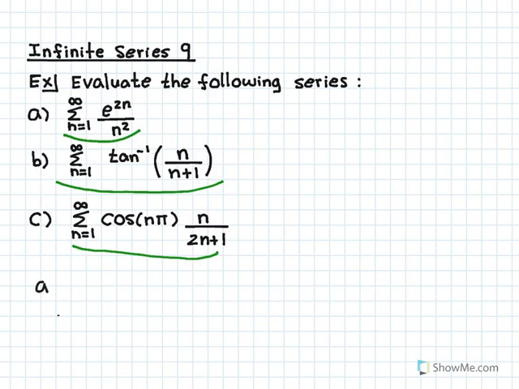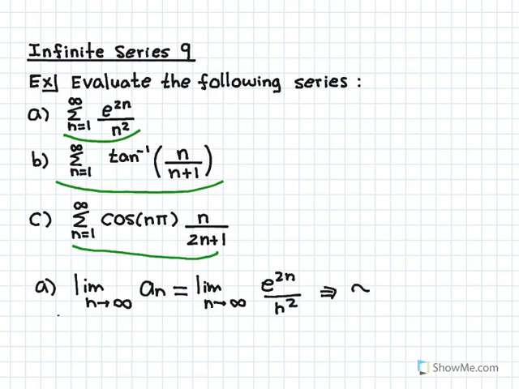Let's look at part A. So let's take the limit as n approaches infinity of a_n. This is equal to the limit as n goes to infinity of the nth term, which is e to the 2n divided by n squared. Now, if we plug in a very large number when n approaches infinity, you can clearly see that we get an infinity over infinity pattern, because the exponential function e to the 2x approaches infinity as x goes to infinity, so e to the 2n approaches infinity as n goes to infinity.